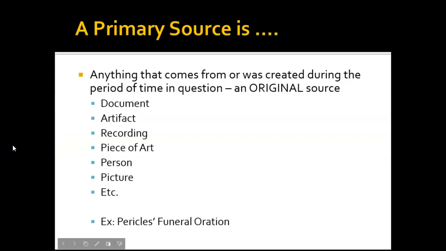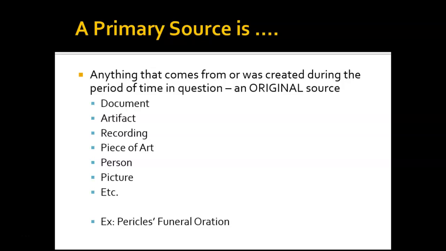Now, a primary source is pretty much anything that comes from or was created during a period of time in question. It's an original source. So if you're looking back, let's say, in ancient Egyptian times, at an actual hieroglyphic piece, that would be an original source as long as it was created during that time and is not a recreation. It can be a document, an artifact, a recording, a piece of art, a person, a picture, anything you can think of.